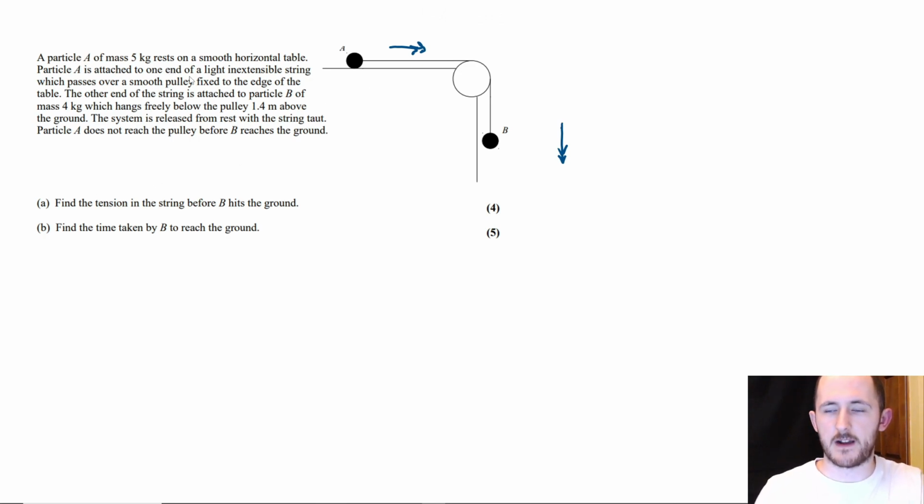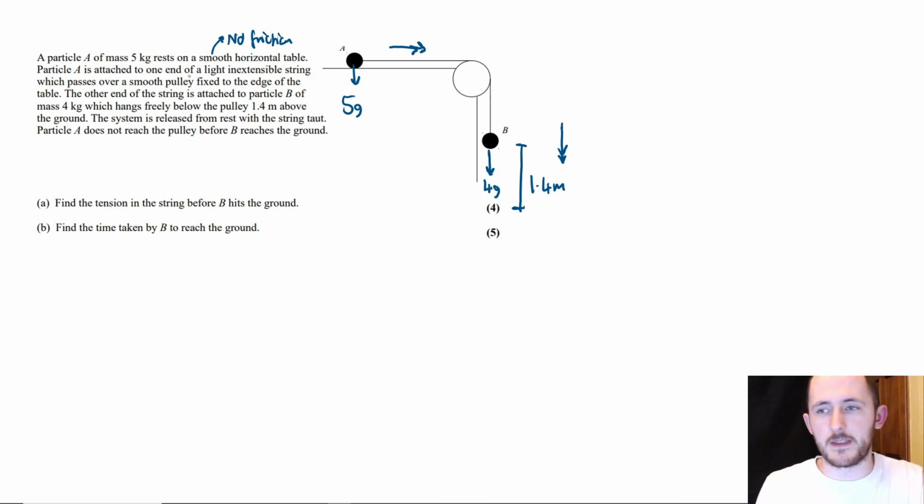So we have a particle of mass 5 kilograms, so let's start adding to this diagram. We have 5g here. Rests on a smooth horizontal table. So smooth, again, means no friction. Particle A is attached to one end of a light inextensible string. We've discussed that before. Smooth pulley, cool. And mass of 4 kilograms, so we can make this 4g. Which hangs freely below the pulley, 1.4 meters. So again, we can just do this whole thing of 1.4 meters. System's released from rest. Particle A does not touch the pulley.